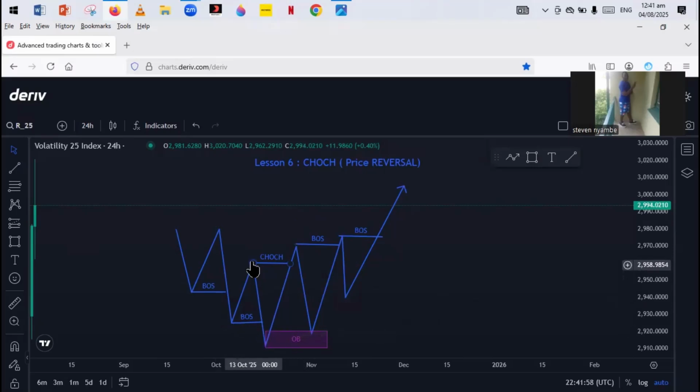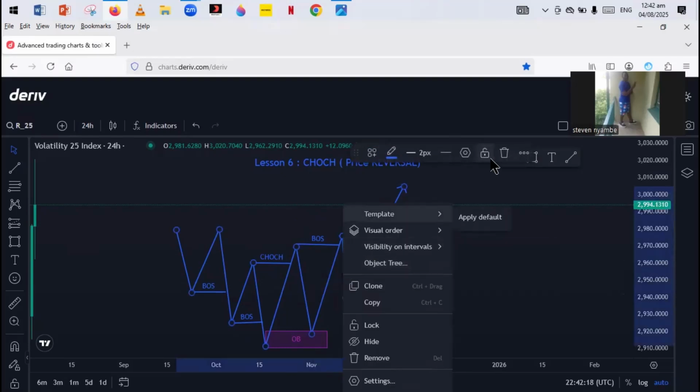So price will always break that lower high, that is a change of character, and then you wait for price to come back and tap into this order block which caused this change of character. That is how you can tell when price is changing from selling to buying. So let's go to the second scenario.